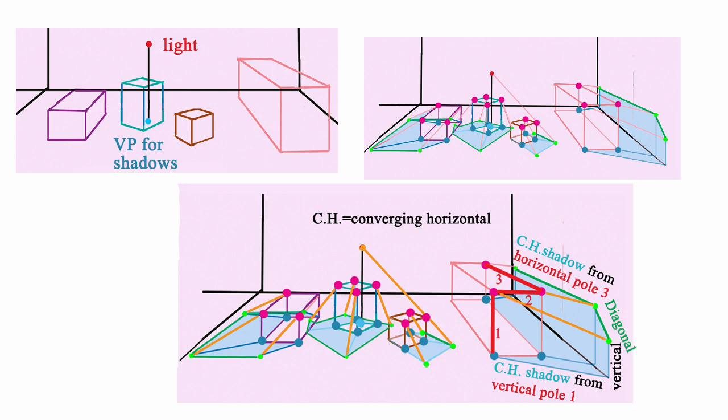I drew the shadows of 4 boxes using light here and the vanishing point for the shadows down here. And I want to concentrate on this last box. So we have pole 1 that creates a horizontal converging shadow to the wall, and then a vertical shadow up. And we know it's from this vertical pole because the light triangle connects the two. Then we have pole 2, which is a horizontal pole, and it casts a diagonal shadow on the wall. And then finally we have this horizontal converging pole here, which casts a horizontal converging shadow on the wall.